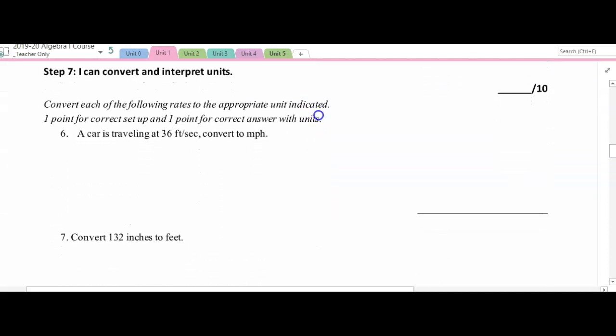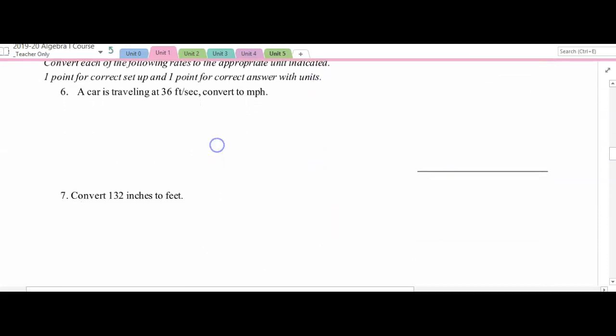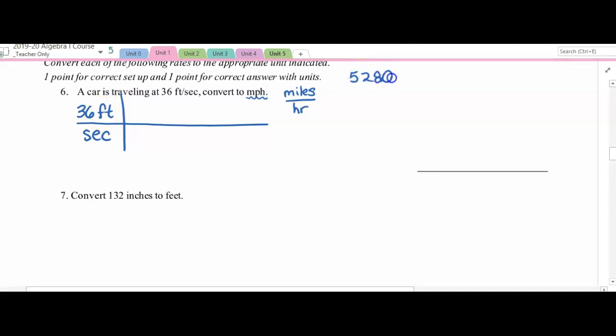Let's do some dimensional analysis, converting and interpreting units. A car is traveling at 36 feet per second, and we want to get to miles per hour. That's what mph means. Well, I currently have feet on the top, but I know that there are 5,280 feet in 1 mile.